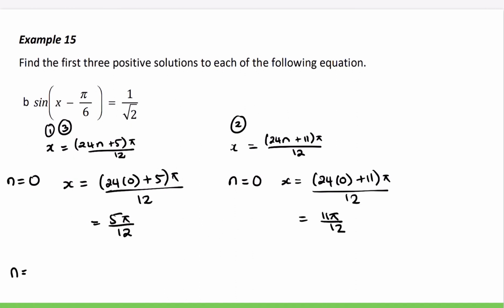And then for our third solution, we're now moving up to the next number. So n is equal to 1 in our first quadrant. x is equal to 24 times 1 plus 5π on 12. So that'll be 24 plus 5, which is 29π on 12. And so you would continue in this fashion. Unlike the previous question, where we just used n is 0, 1, 2 because there was only one equation, this time, because there's two equations, you need to make sure that you use it for each equation to be able to find your solution. So these three here are our first three positive solutions.